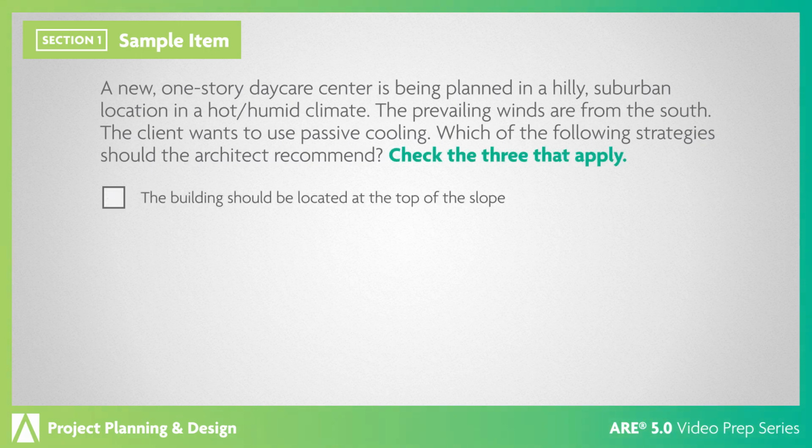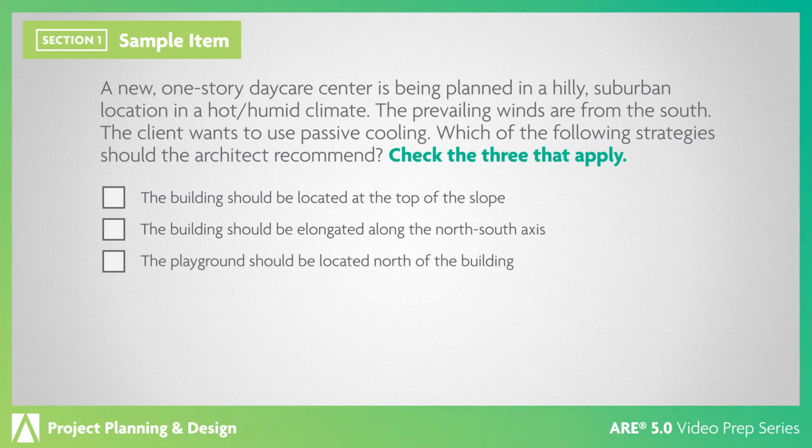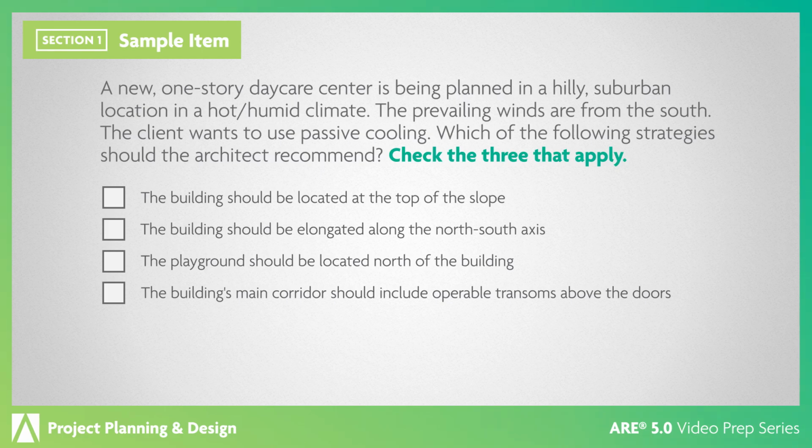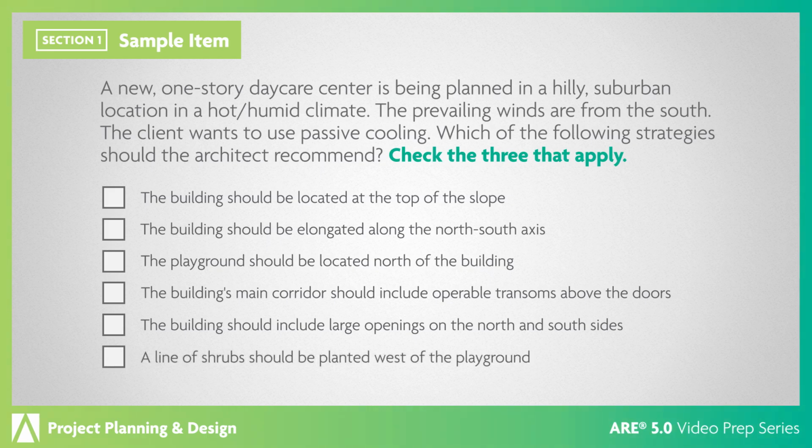The building should be located at the top of the slope. The building should be elongated along the north-south axis. The playground should be located north of the building. The building's main corridor should include operable transoms above the doors. The building should include large openings on the north and south sides. A line of shrubs should be planted west of the playground.